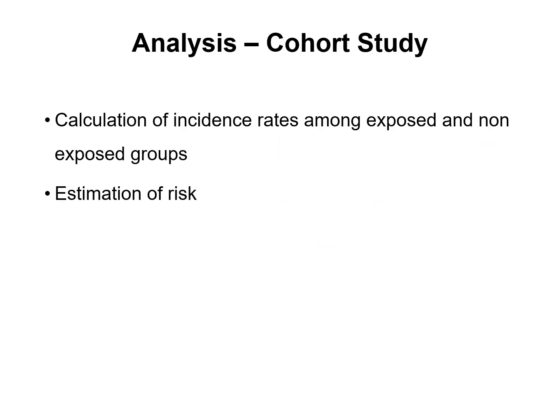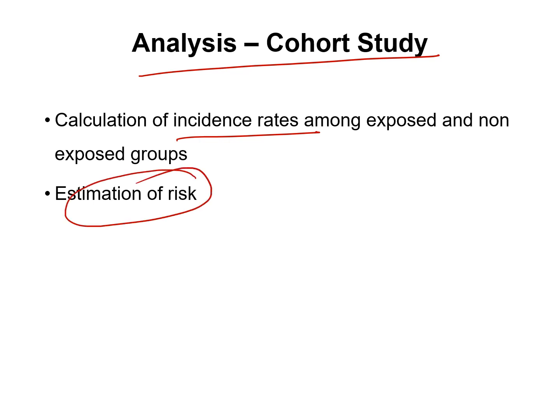Since in the given question the study is a cohort study and they're asking you to calculate the relative risk, you must know about the analysis in a cohort study. Analysis in a cohort study is usually done by calculation of incidence rates among exposed and non-exposed groups, and the strength of association is determined by estimation of risk. So we have relative risk, attributable risk and population attributable risk. Let's discuss them one by one in detail.